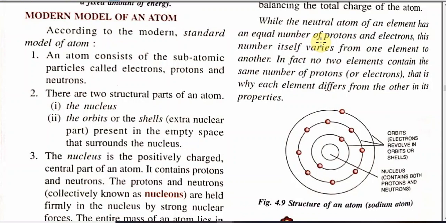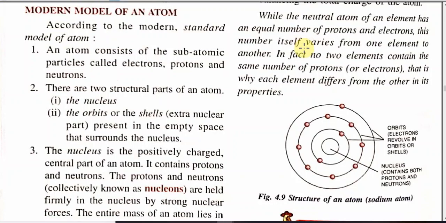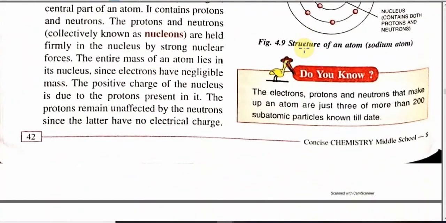While the neutral atom of an element has an equal number of protons and electrons, this number itself varies from one element to another element. So, if the number of neutrons is different, then we can say that there exist some isotopes.